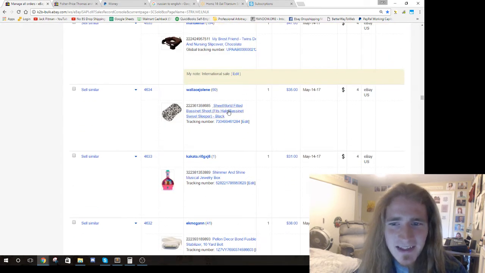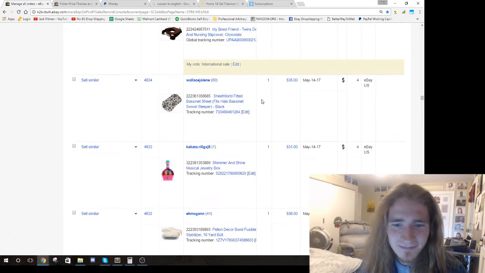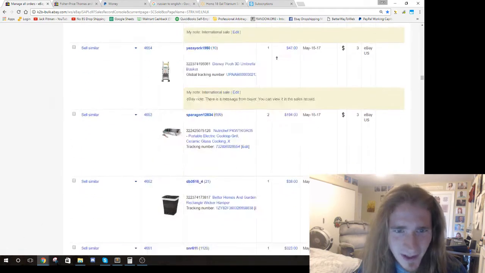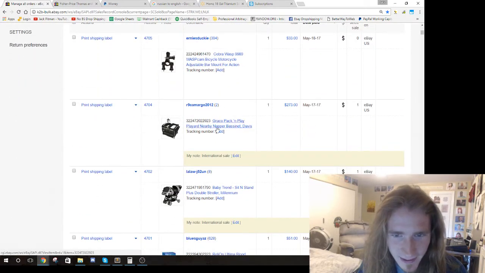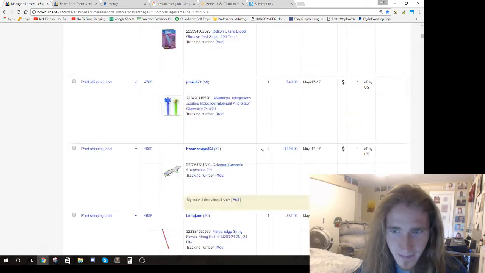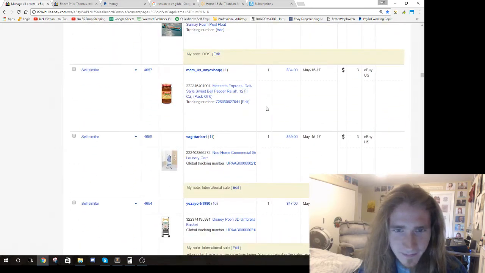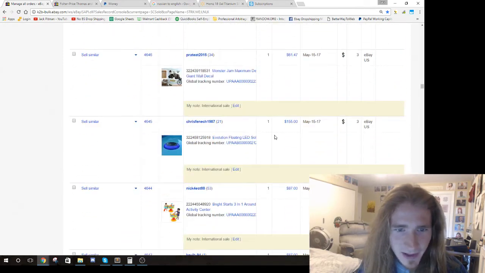Fitted bassinet sheets. I've sold like 8 of these in different kind of colors. I don't even know what a bassinet is, but I sold one up here. It has something to do with baby stuff. See, I guess this is a bassinet. Alright. What else? Let's see.